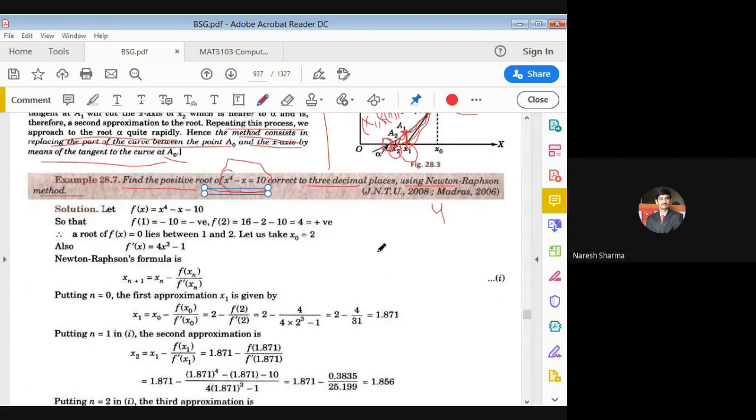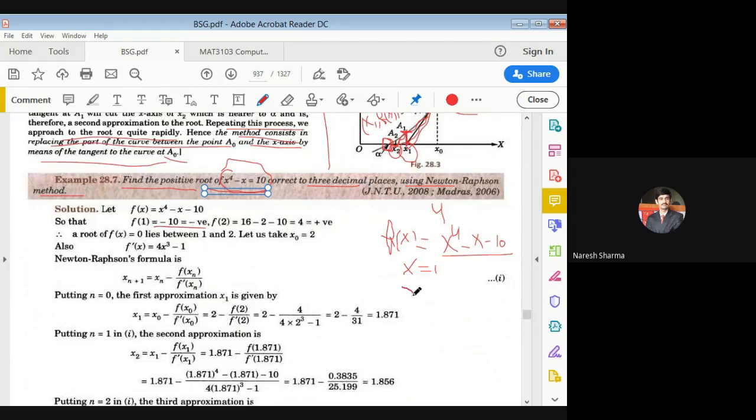To check the positive root, we just choose your function and search for the points where this function has opposite signs. Just put x = 1. If you put x = 1, it is 1 - 1 - 10. That is 1 - 1 is 0, minus 10. That is -10. That is negative.